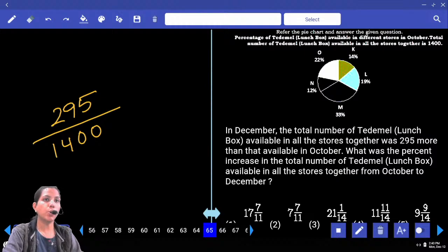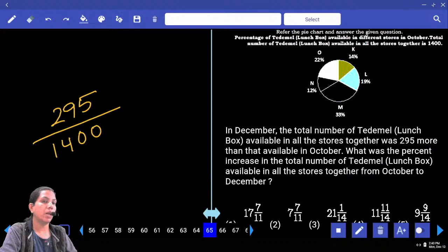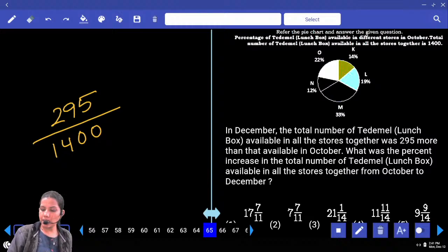Ardhamainda? December is 295 more compared to the October. October is already 1400. Ante kada? Compared to 1400, 295 is how much percentage more? Denominator 1400. 10% value? 20% value? Numerator value 295. So answer must be more than 20, but near to 20 and less than 30 also. Between 20 30, how many options? Only one. So that is the answer, third option.